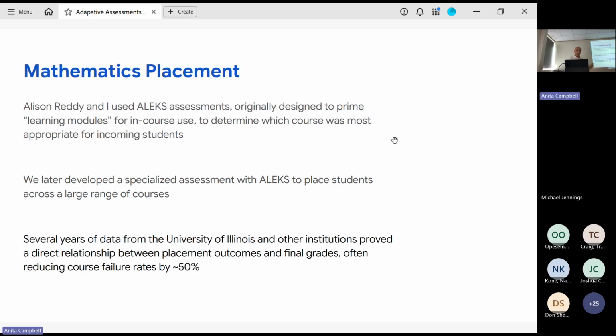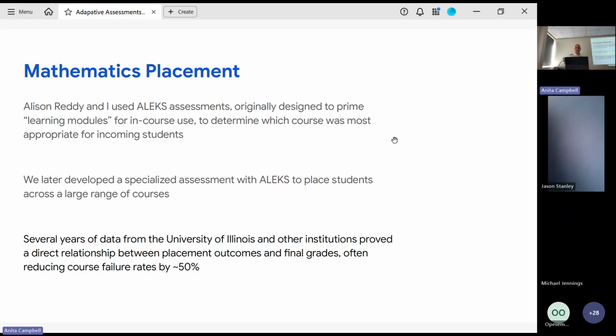And then we gathered data for several years from the University of Illinois, and we partnered with several other institutions. We analyzed the initial placement score with the final grades that the students got in the courses, and we found a direct and pretty strong relationship. At the schools that implemented systems like we did, they often were able to reduce the fail rate by about 50%, which sometimes was from 50% down to 20% or 25% or so on.